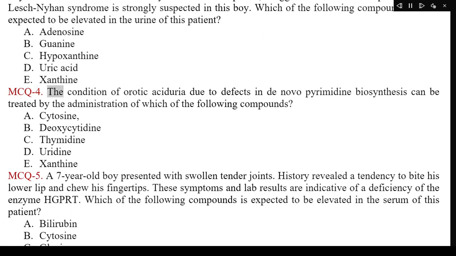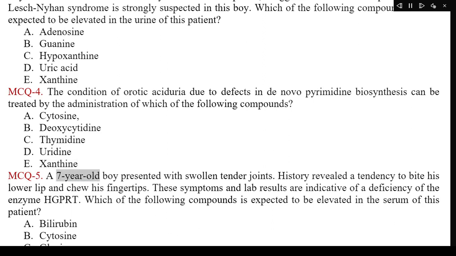MCQ 4. The condition of orotic aciduria due to defects in de novo pyrimidine biosynthesis can be treated by the administration of which of the following compounds? Cytosine, deoxycytidine, thymidine, uridine, xanthine.